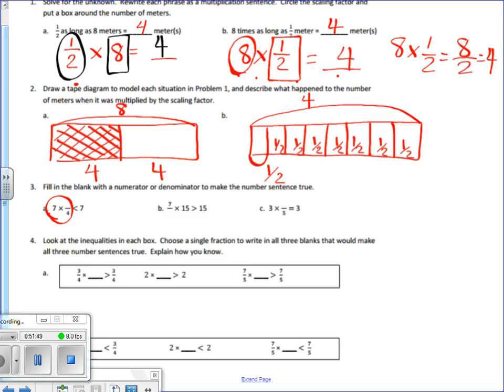Over 4. So if we make it 4, it's 28. If we make this numerator 4, what happens to our symbol? It's equal. If we make this 5, what happens to our symbol? It makes it greater. So we need to make this less than 4. So it can be 1, it can be 2, it can be 3. It has to be where this is less than 1, less than 4/4.